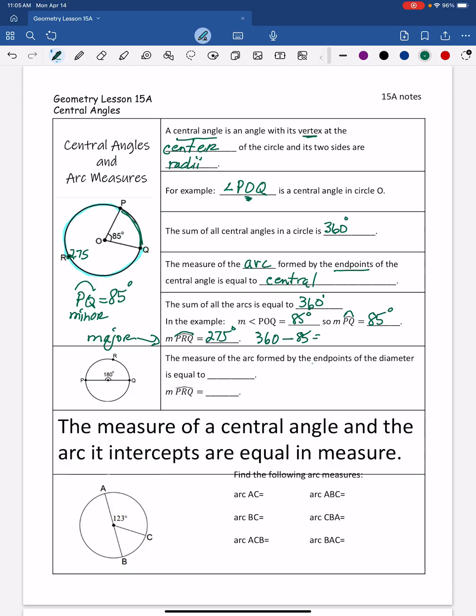The measure of the arc formed by the endpoints of the diameter is equal to, you can see here in my picture, the arc PRQ. Again, I started at P, I went through R, and I stopped at Q. That total is 180 degrees.